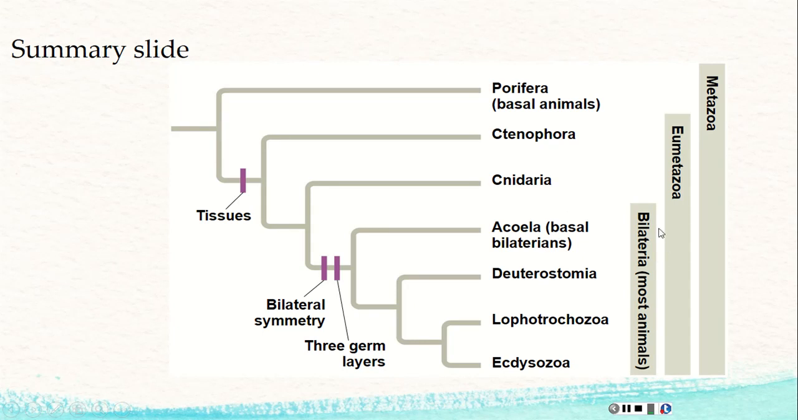Then we see our bilateral animals, which are most animals. You can see here how this is differentiated, and it includes those triploblastic organisms, those 3 germ layers, which includes deuterostomes, lophotrochozoans, and ecdysozoans. And so, again, we'll get into each one of these in more detail as we move through our upcoming chapters. This was just to serve as an overview.